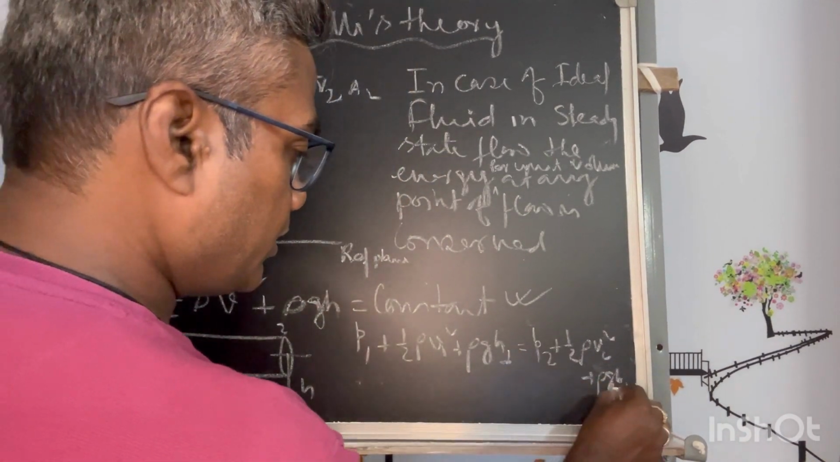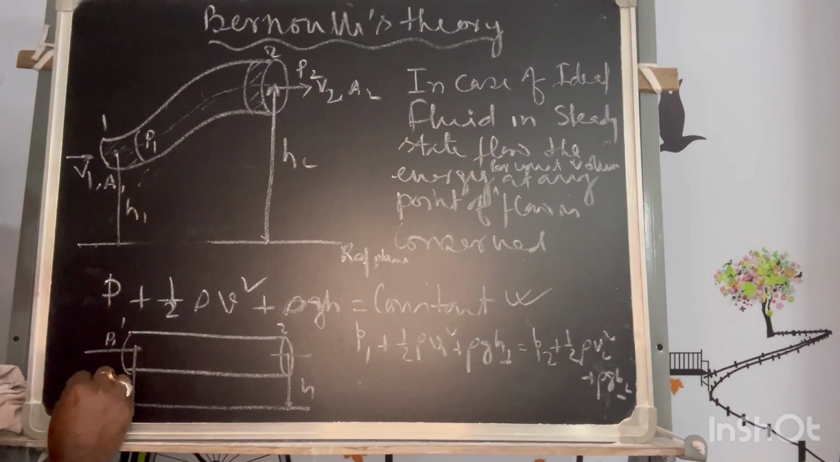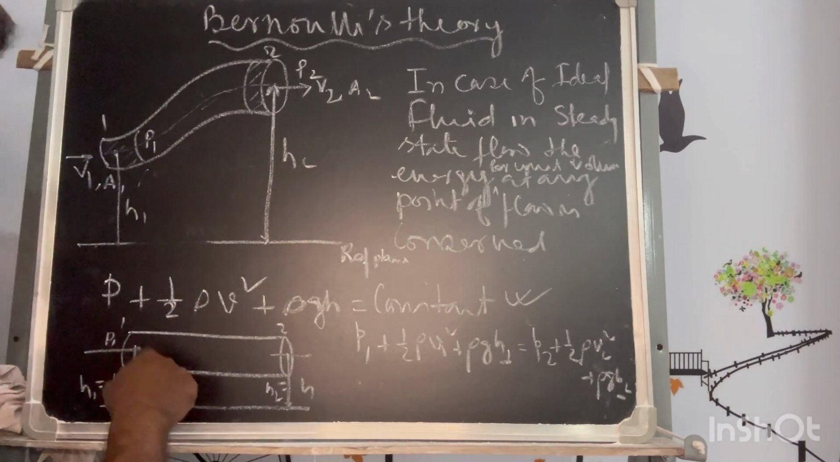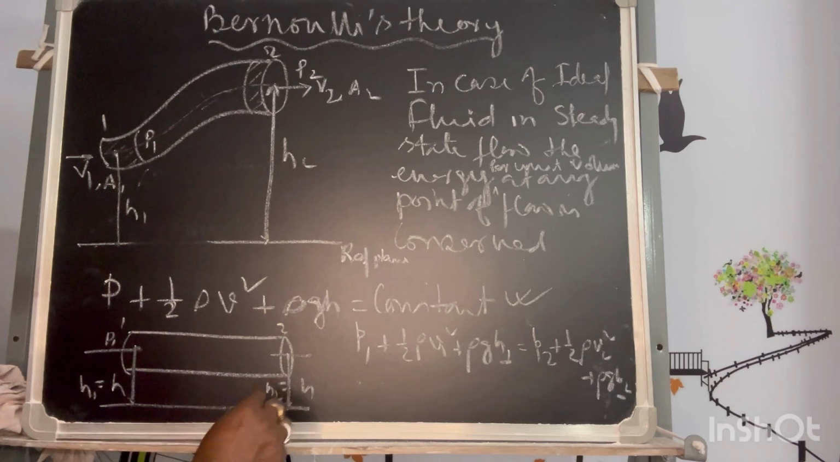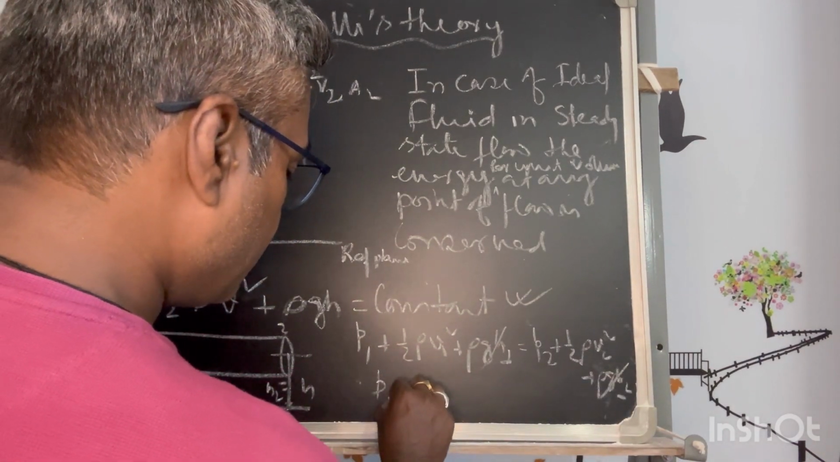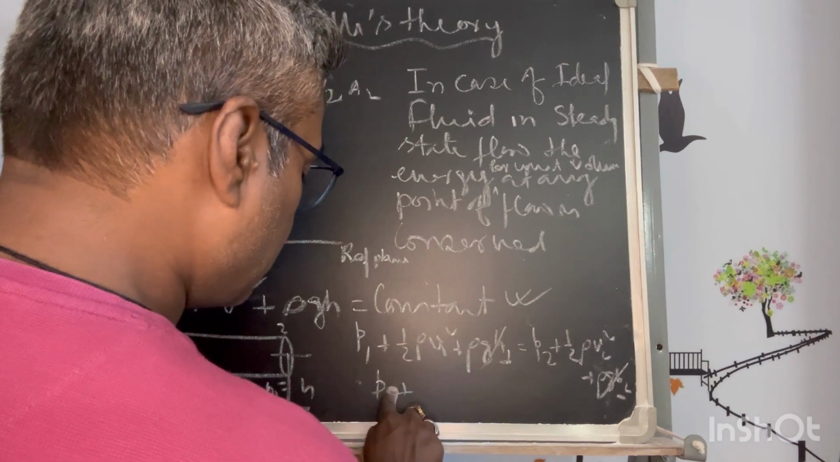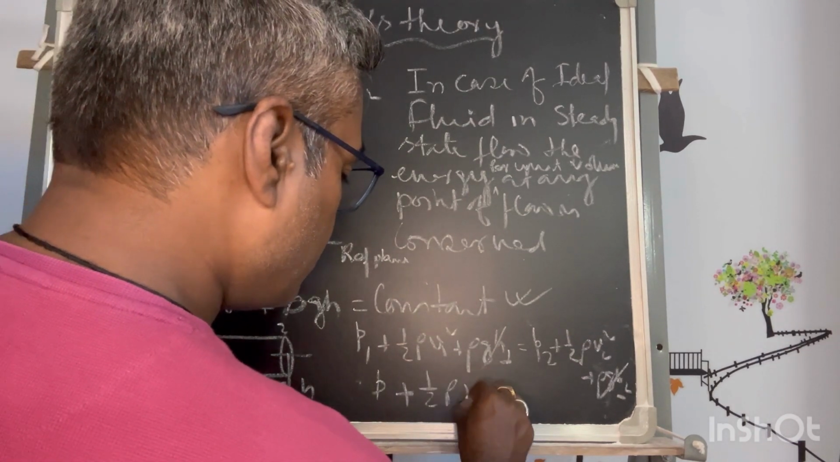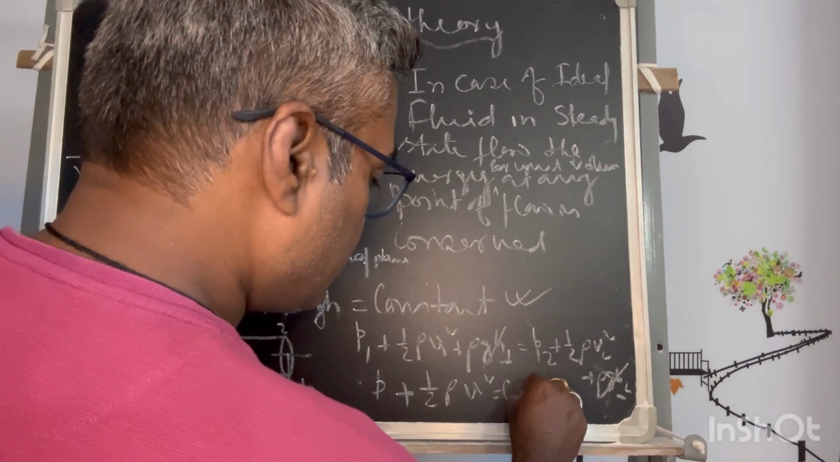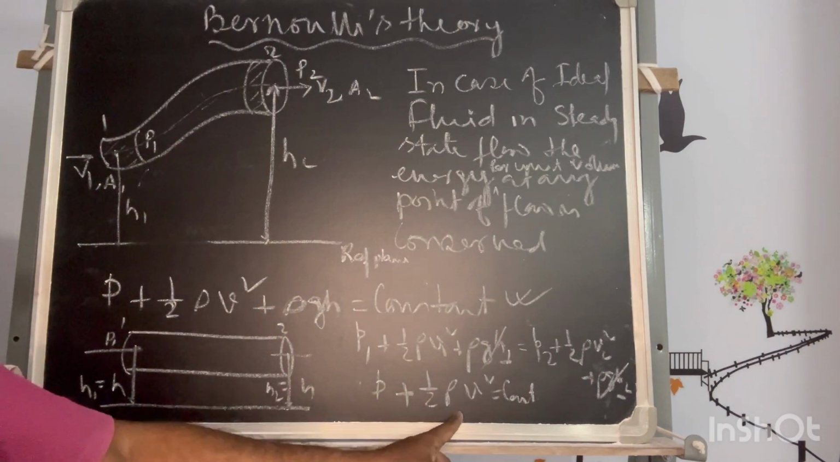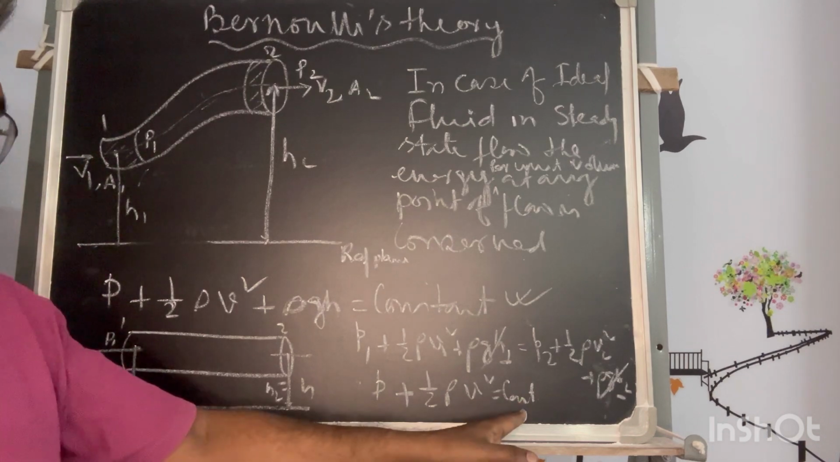Now this is your h1, this is your h2, and these are at the same elevation. So if it is at the same elevation, this will cancel out. So the remaining universal equation is P plus half rho velocity square, which will be a constant, isn't it? So the pressure energy plus the kinetic energy per unit volume will be constant.